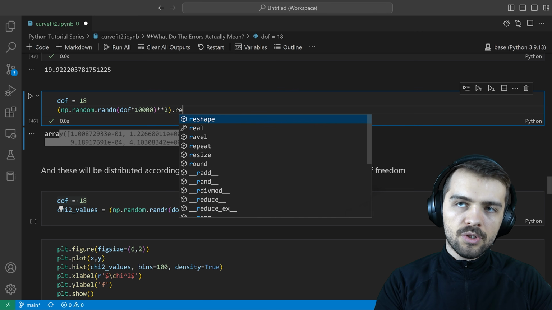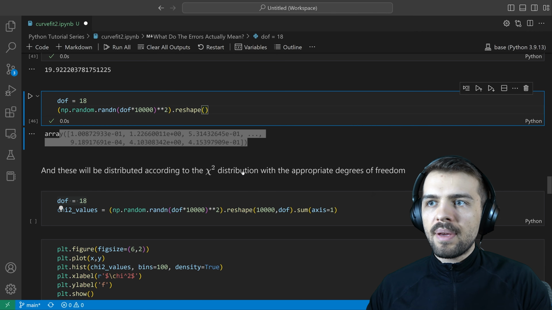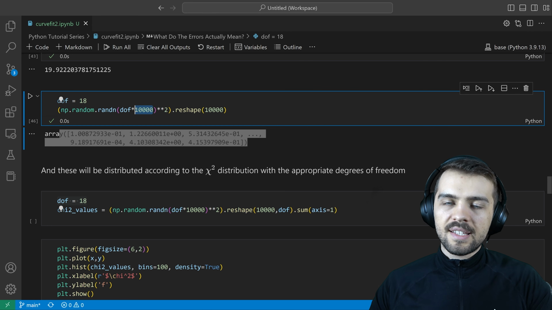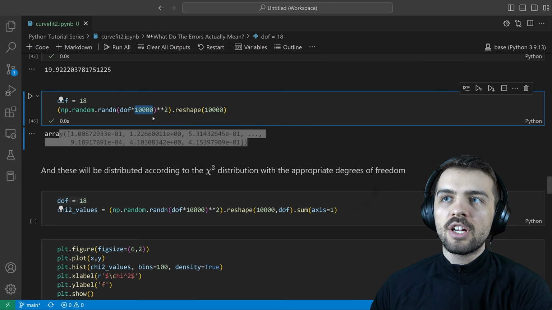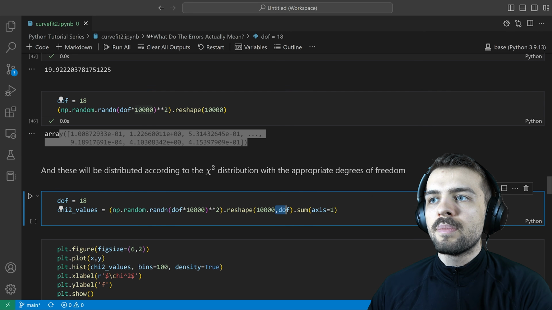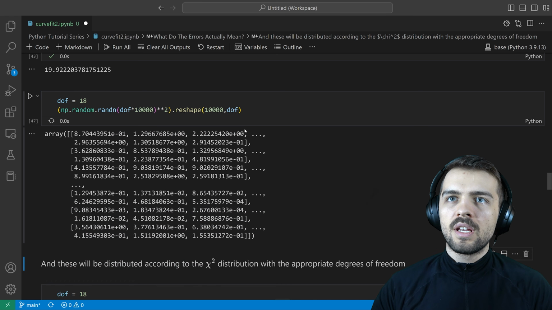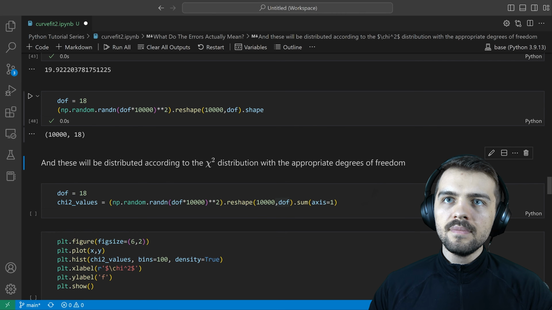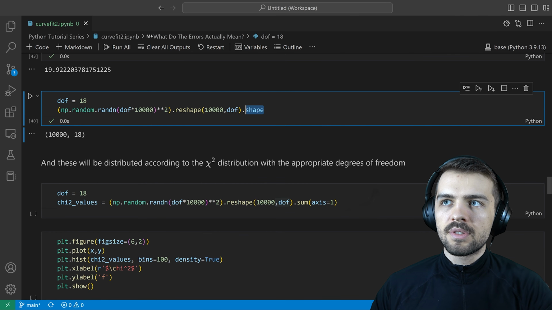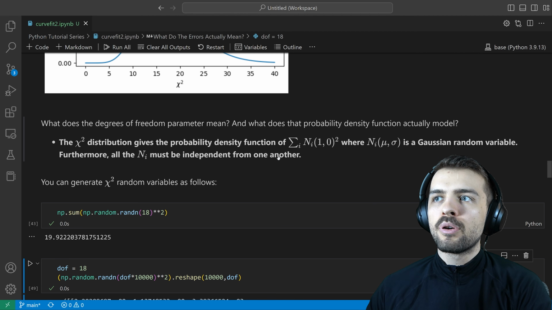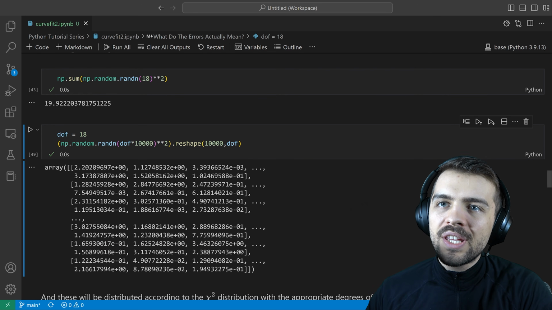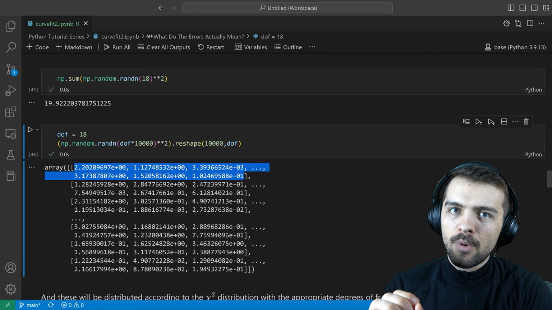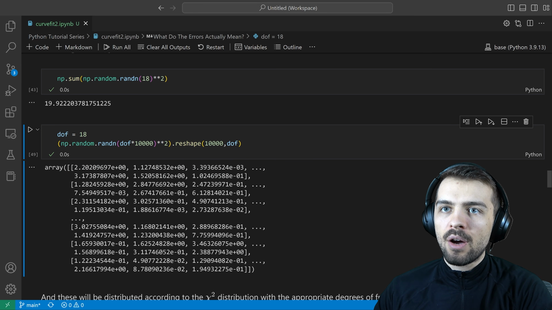Bracket to this side, and I'm going to reshape it so that the shape is 10,000, which of course is this number here. This is, by the way, how many chi-squared variables I'm going to generate, and it's going to be 10,000 by 18, right? So now I have an array that, if I look at the shape of it, for example, has 10,000 rows by 18 columns. So I have 18 of these per row. So if I sum all the elements of each row together, I'm going to get a chi-squared variable with 18 degrees of freedom. And I have 10,000 rows.